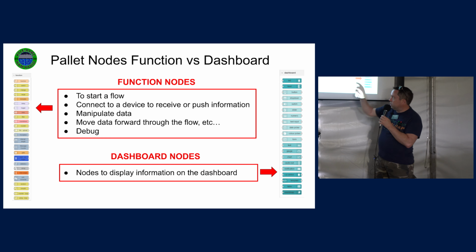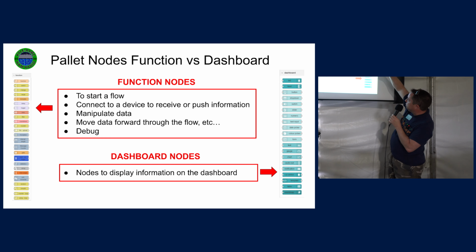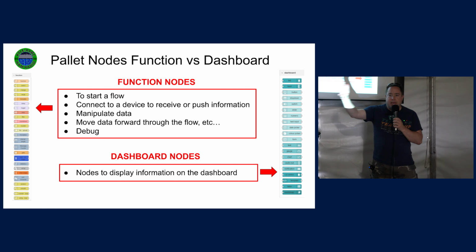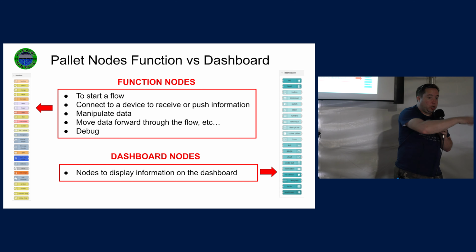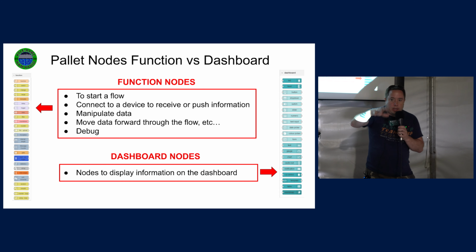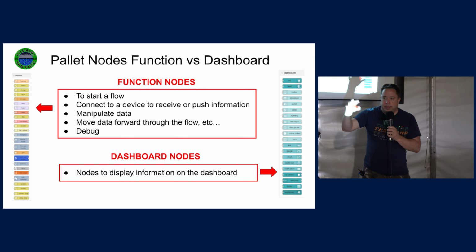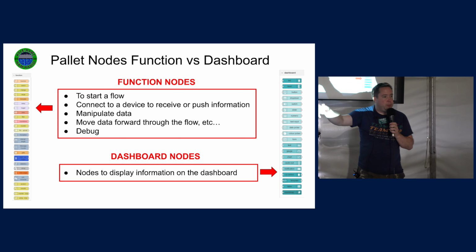Where is it? Take a look at these teal colored nodes. Every flow probably ends, left to right, with the dashboard node, right? So you've got to get all that data that you're collecting out of your radio, and then you pipe it into a dashboard node, and that's how you display it on the dashboard.